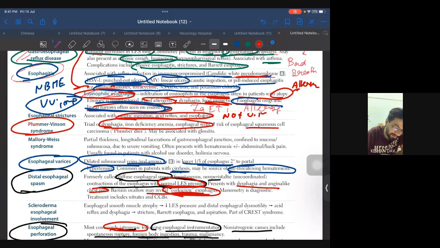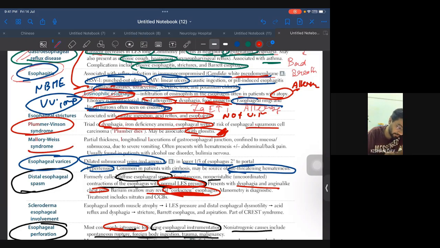Increased risk of squamous cell carcinoma. It may be associated with glossitis. In the triad, glossitis is not there. This glossitis is very important, but in the triad, glossitis is not there. But you will consider glossitis also as a clinical presentation.